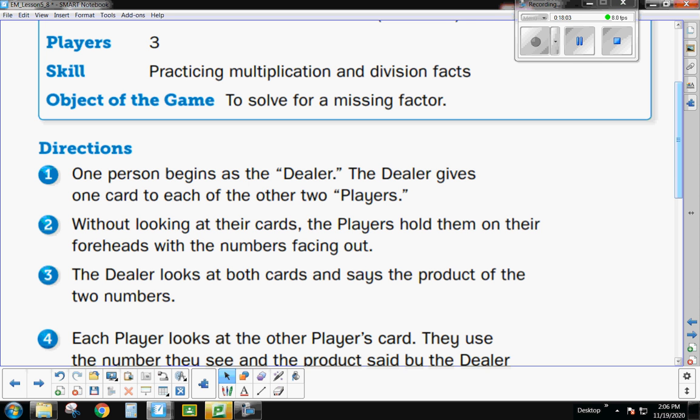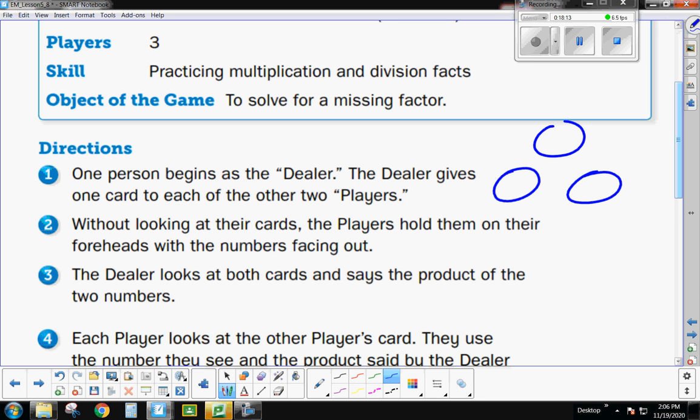So one person deals, or one person is going to be like the dealer. And the dealer gives 1 card to each of the other 2 players. Okay, so kind of picture this. You've got 3 players here, and 1 player is going to be the dealer. Now that dealer is going to deal a card to each of these players, but you're not allowed to see what the card is.